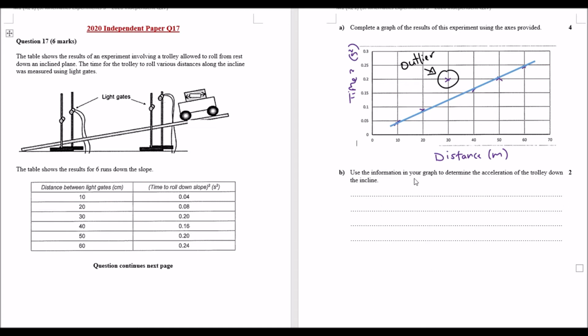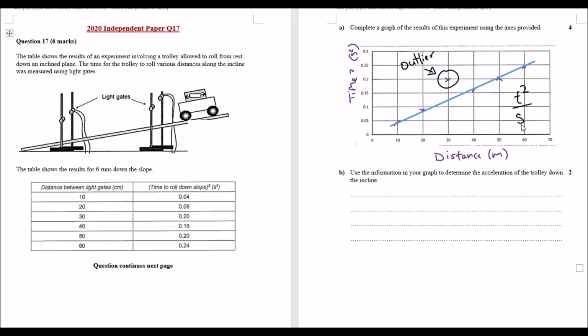Next one, it says use the information in your graph to determine the acceleration of the trolley down the incline. So let's actually look at what the gradient we have here. The gradient we have here is t squared over displacement. t squared over displacement.